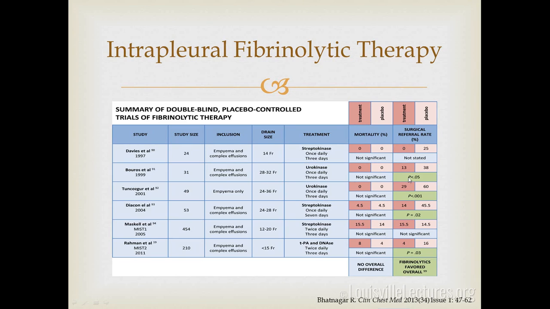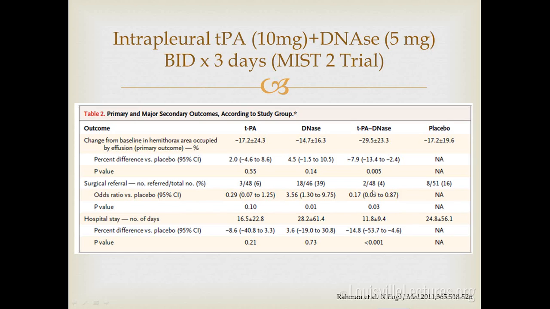As you can see, some studies have shown that your referral to surgery is decreased. Others have shown that there is no significant difference. Mortality continues to be unchanged with all different regimens, with all different kinds of chest tubes. And then most recently, the MIST2 trial was done. This is the MIST2 trial published in the New England Journal of Medicine 2011. What they did was, instead of using urokinase or TPA or streptokinase, they used a combination of TPA plus DNase. And the idea was that we don't want to just break down the adhesions, we also want to dissolve it so they can come out easily.